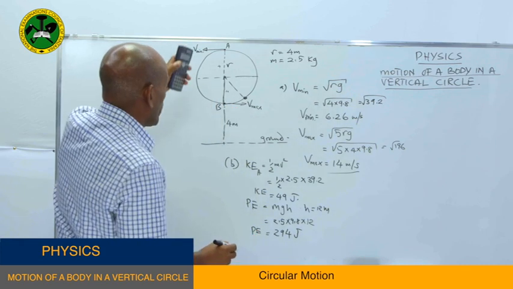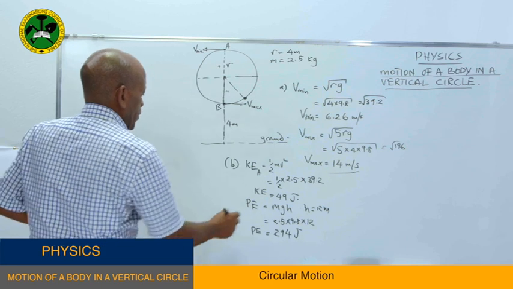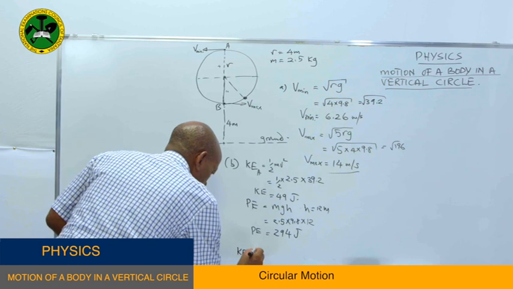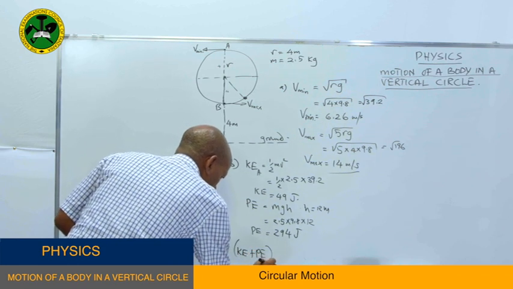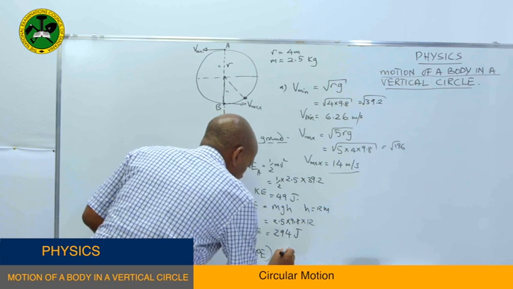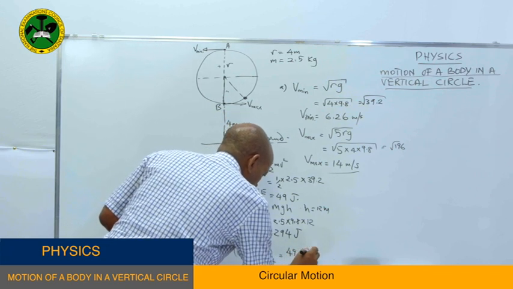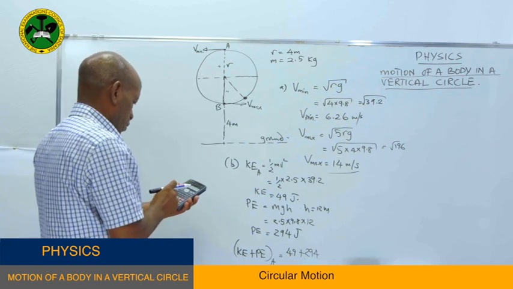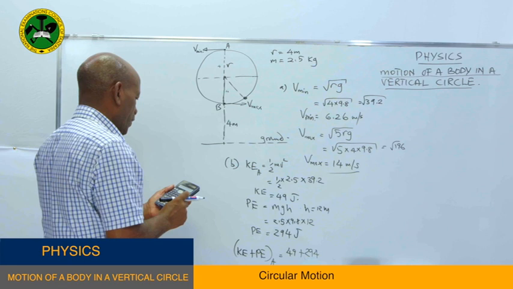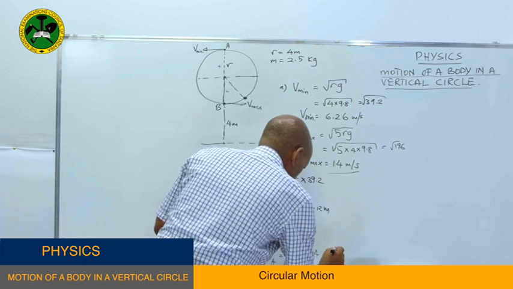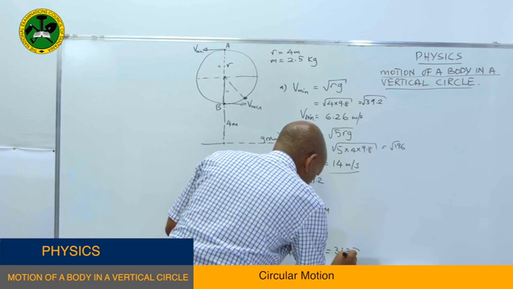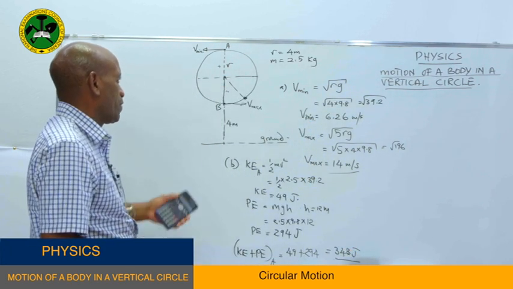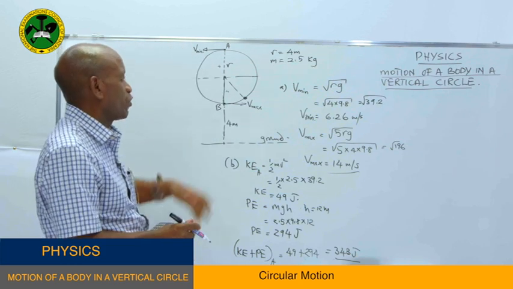And therefore, the total potential energy plus kinetic energy at the top will be the sum of the two energies. So kinetic energy plus potential energy at the top is just equal to 49 plus 294 joules. So we add the two, we are going to get 343 joules. This is the kinetic energy and the potential energy at the top.